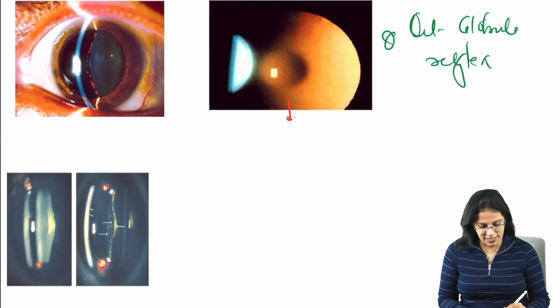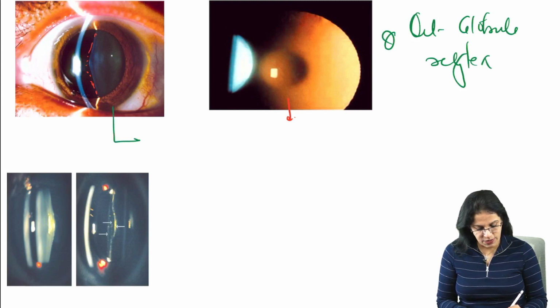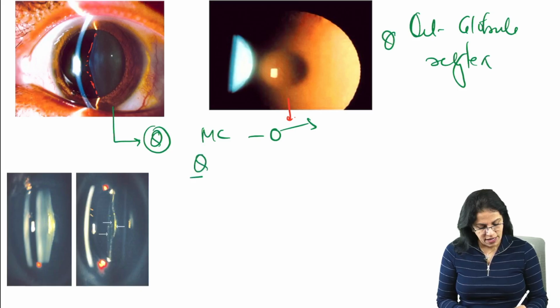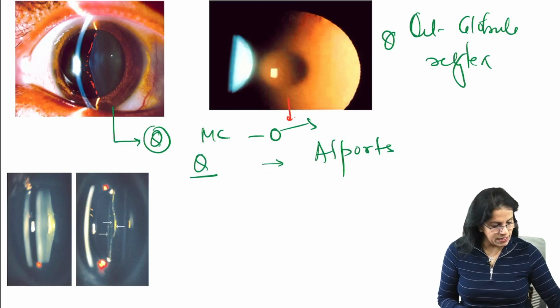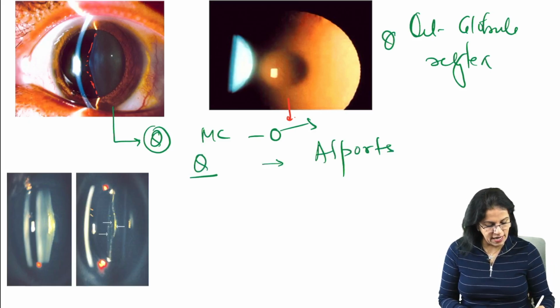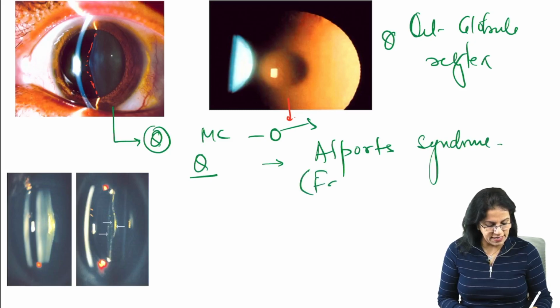Okay, next question. This one, anterior lenticonus. One more question, more common in males. Another question, in which syndrome at your level we'll learn only one, Alport syndrome. What is Alport? Alport syndrome is familial hemorrhagic nephritis.